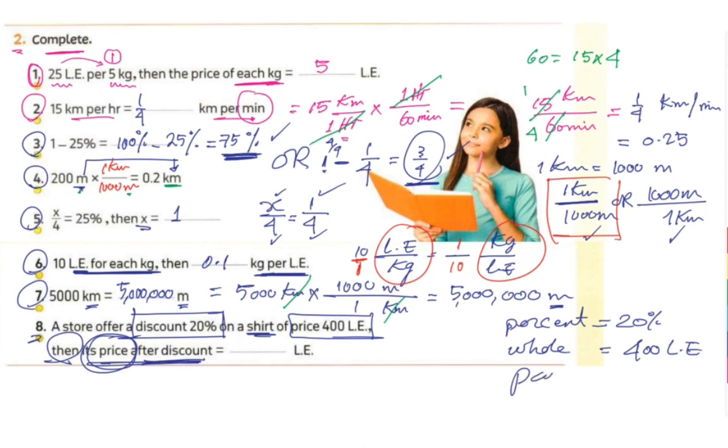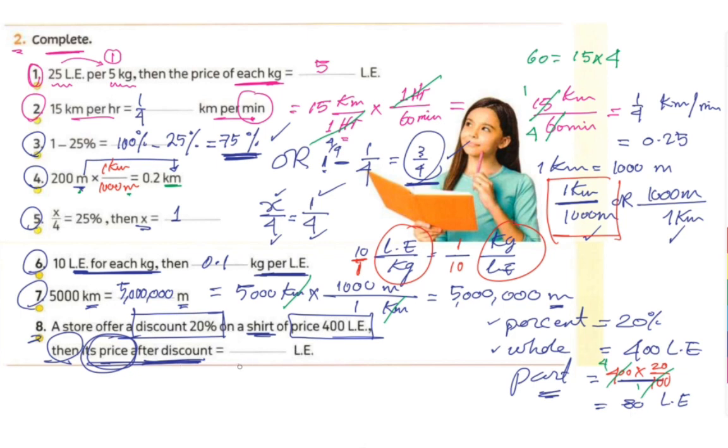I can find the part. The part here is what? I can find the part by multiplying the whole number times the percent. Let's find it. If I multiply the whole number times the percent as a fraction, I can simplify 100 with 200. We have just 4 and 1. 4 times 20 equals 80. 80 what? 80 LE. So the discount equals 80.